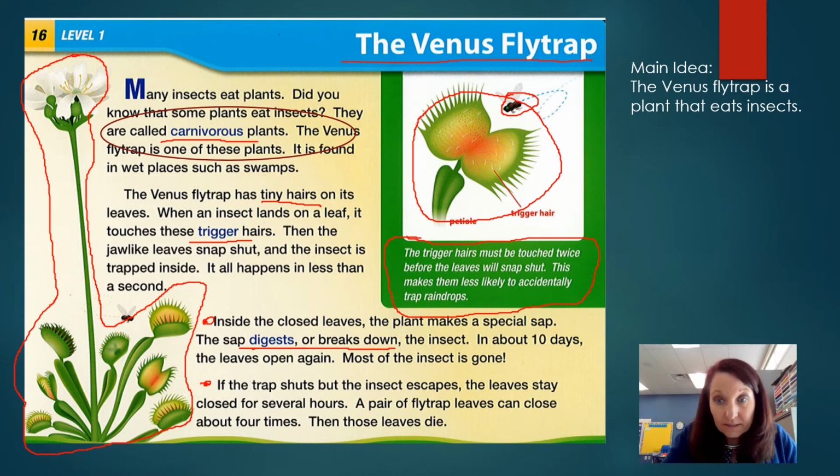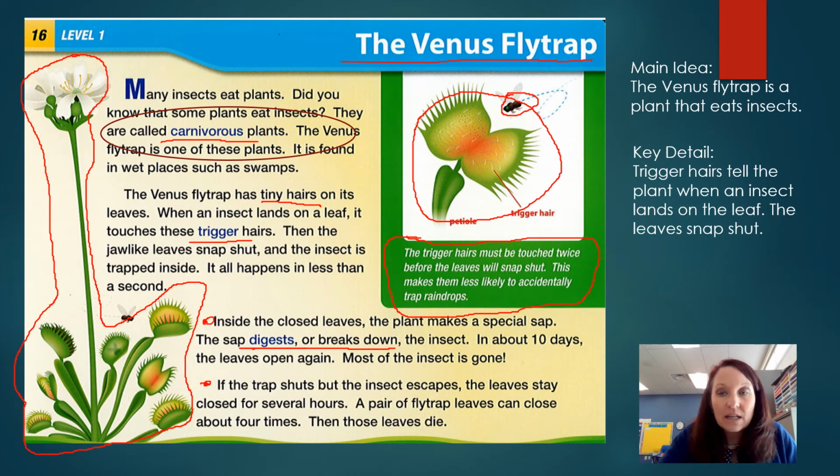Let's see if we can come up with some key details that tell us more about how the Venus flytrap eats the insects. So one key detail is that these Venus flytraps have trigger hairs on the plant. And the trigger hairs tell the plant when an insect lands on the leaf, and then the leaves snap shut. So that's how they eat the insects. So that does fit with our main idea, because remember, we're talking about the eating of the insect by this particular plant.